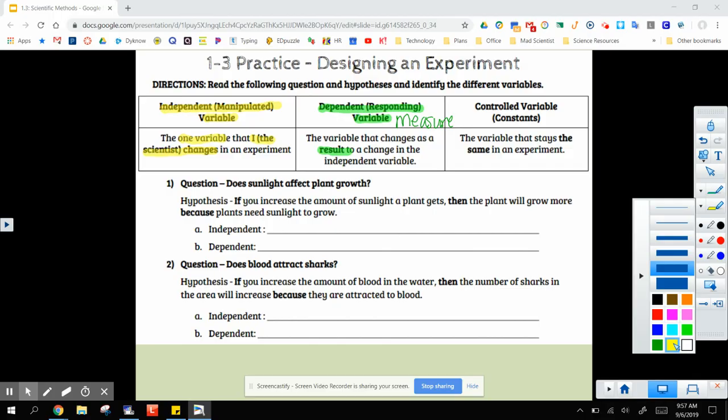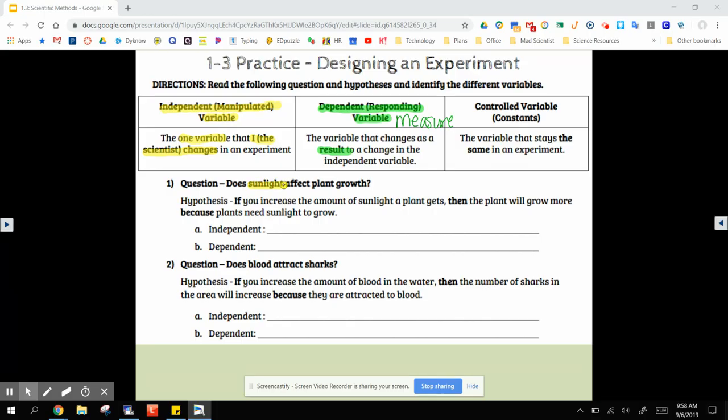So for the question, does sunlight affect plant growth? What is it that I, the scientist, am going to change in this experiment? I'm probably going to set up the experiment where I have two of the same type of plant. I'm going to put one in sunlight and one not in sunlight and give it the same amount of water, give it the same type and amount of soil, all those things. So what I am going to change when I set up the experiment is the amount of sunlight.